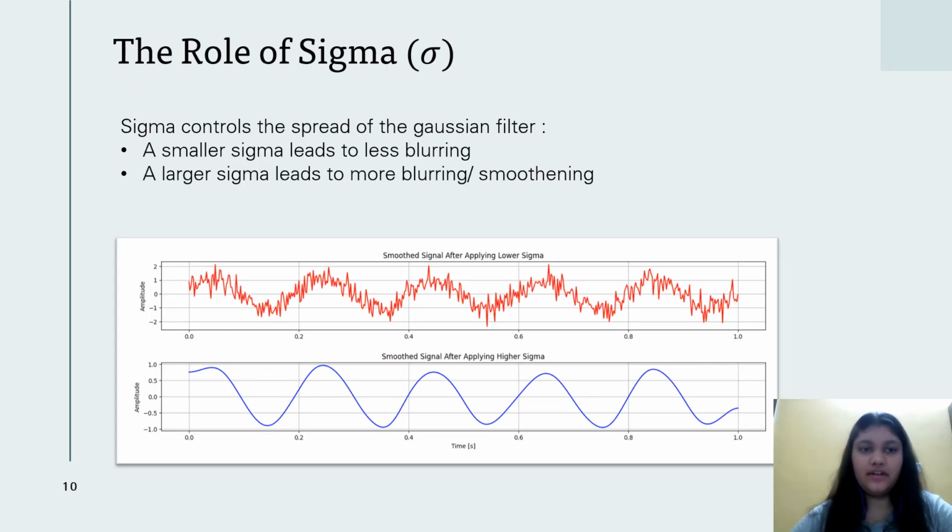The role of sigma. The role of sigma is to control the spread of the Gaussian filter. This means that a smaller value of sigma will lead to less blurring or smoothing, while a larger value of sigma will lead to more smoothing. This is also illustrated in the graphs shown below, where I have used two different values of sigma for the graphs.